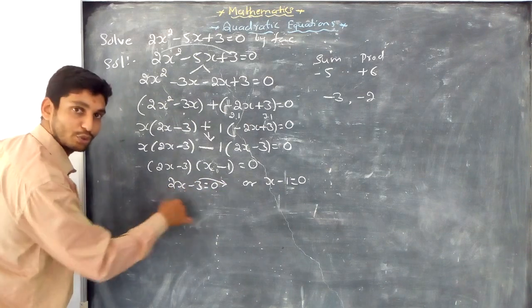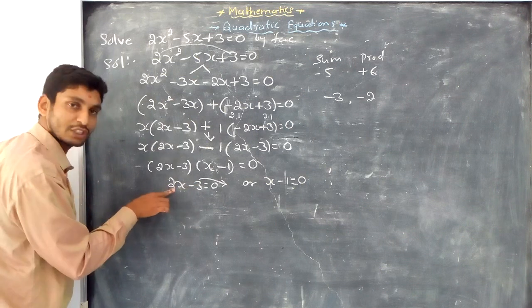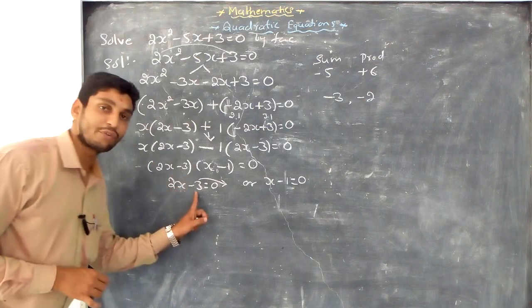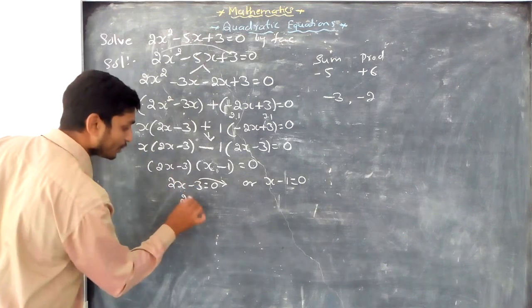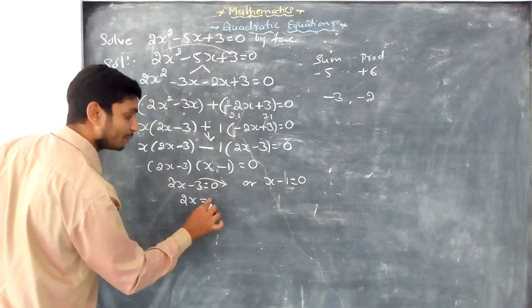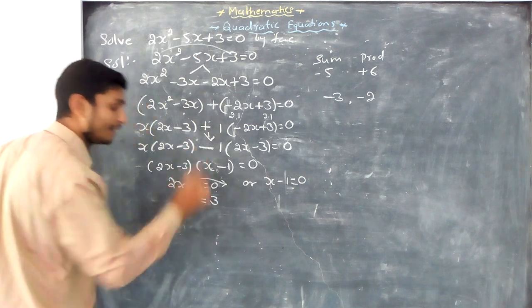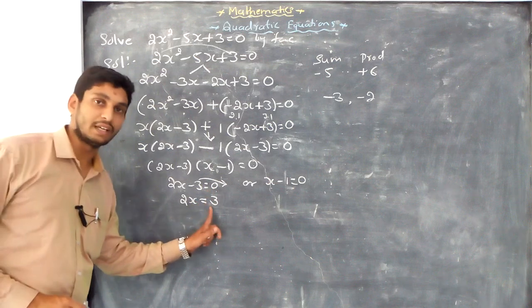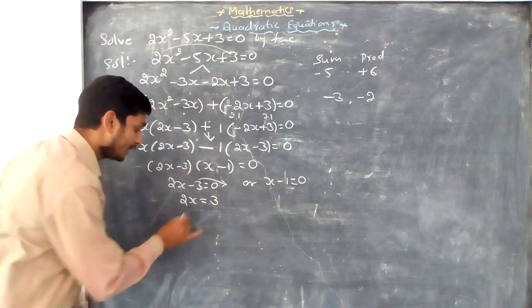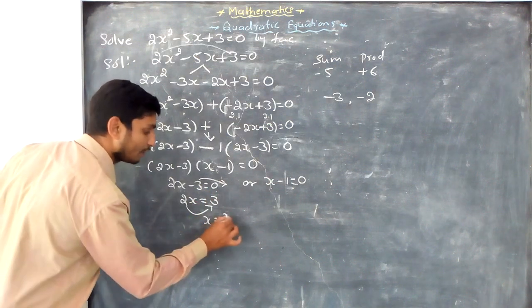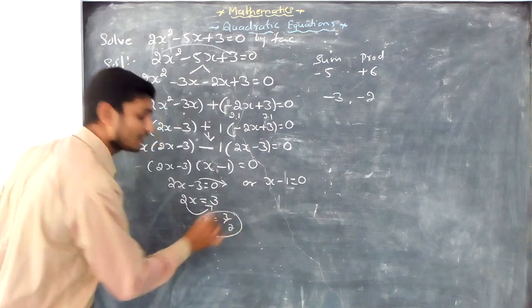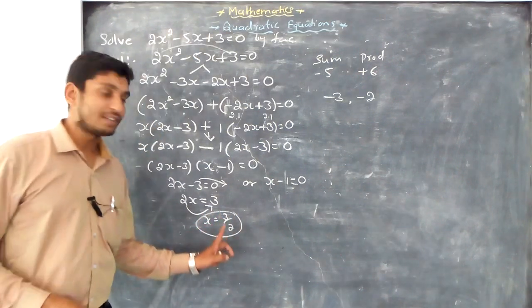You cannot transfer 2 to the right side first. It is second wife, this is first wife. But give dividends for second wife first. That's why transfer this minus 3 to that side. It becomes 0 plus 3. Directly I will write it is 0 plus 3 is 3. Now you need to find the value of x. Transfer 2 to right side. X is equal to 3 by 2. Yes, we got one of the roots, that is 3 by 2.